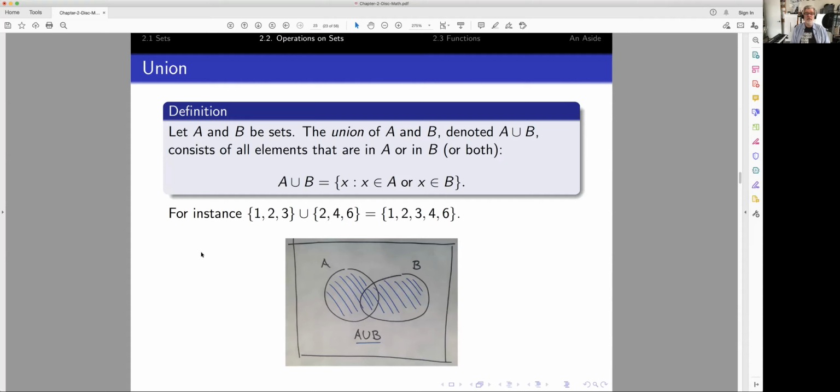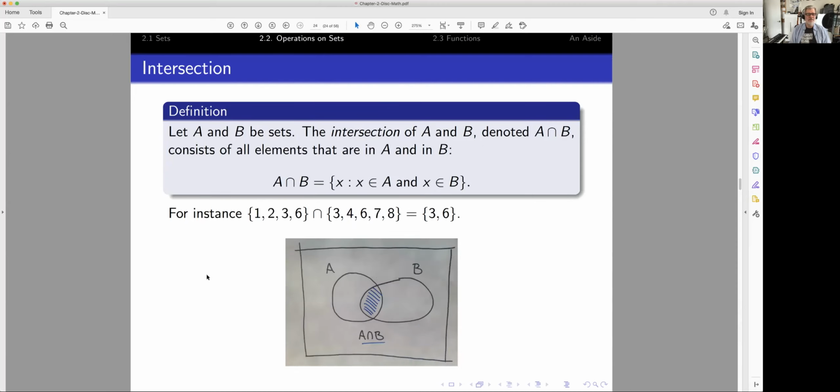In set builder notation, it's the set of all X such that X is in A or X is in B. And I have this little potato diagram showing you an example where you have the two sets, and so the union is bigger. It'll contain as subsets both A and B. I think that's pretty straightforward.